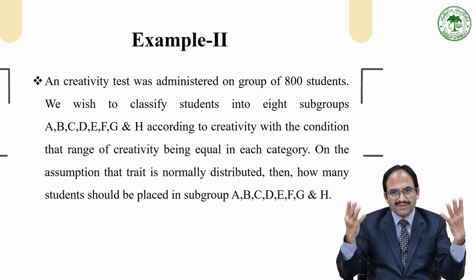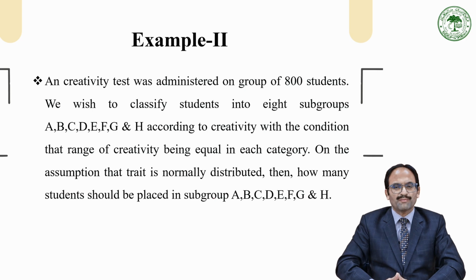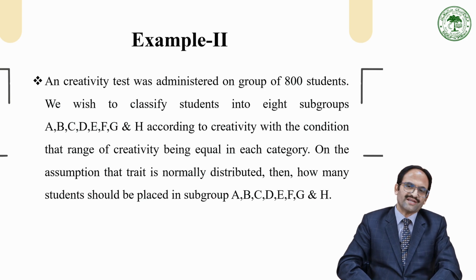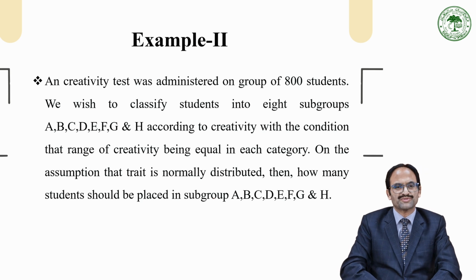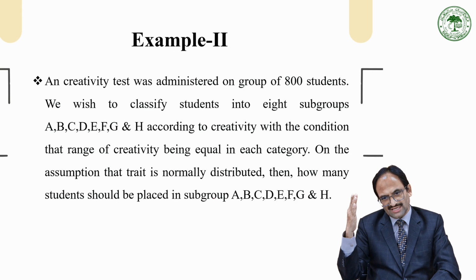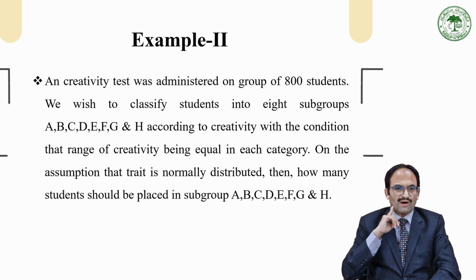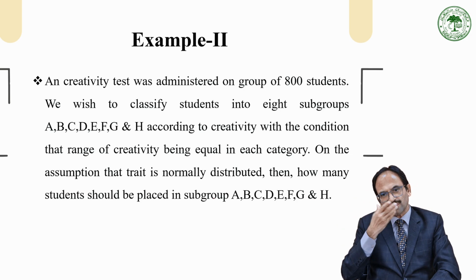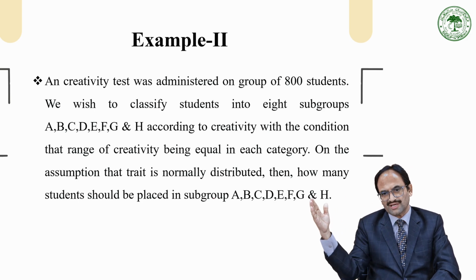This is a little bit tough problem, but it is very interesting. The problem says, a creativity test was administered on a group of 800 students. We wish to classify students into 8 subgroups A, B, C, D, E, F, G and H according to creativity, with the condition that range of creativity being equal in each category. So, on the assumption that trait is normally distributed, how many students should be placed in subgroup A, B, C, D, E, F, G and H?